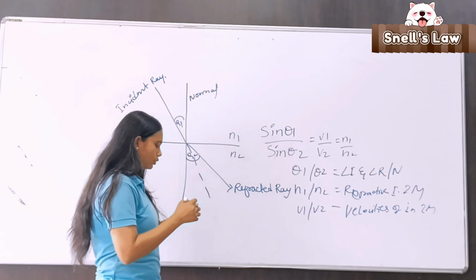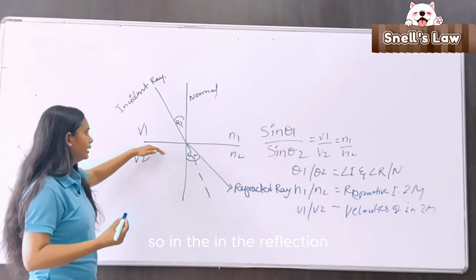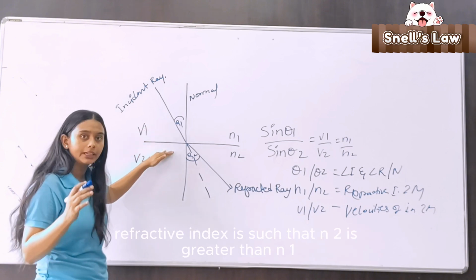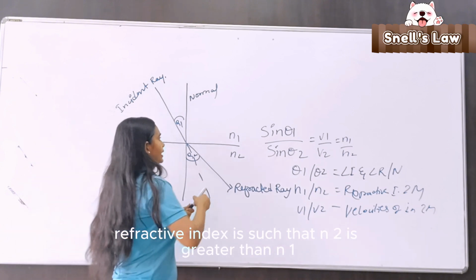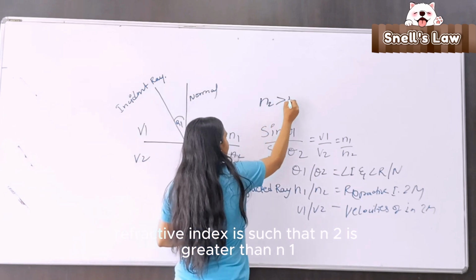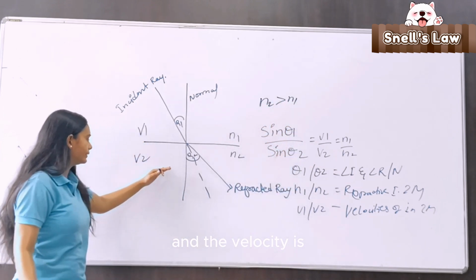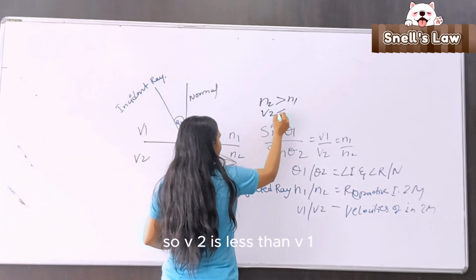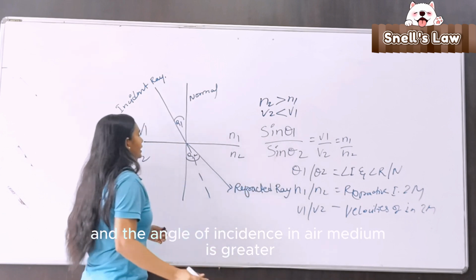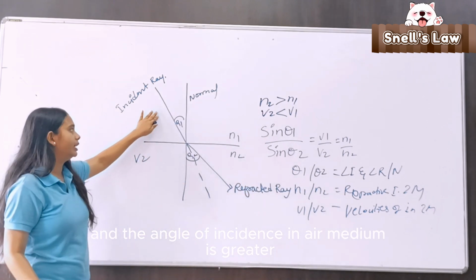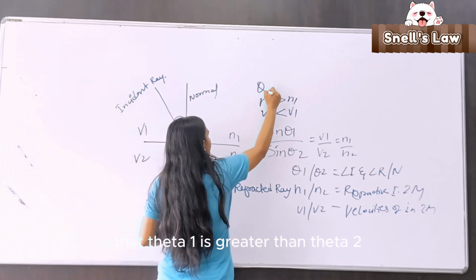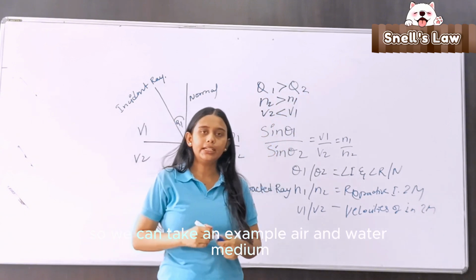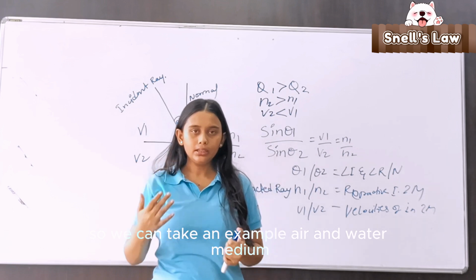So at the interface between two media of different refractive index, such that n2 is greater than n1, the velocity in medium 2 is less. So v2 is less than v1, and the angle of incidence theta 1 is greater than theta 2. We can take an example of air and water.